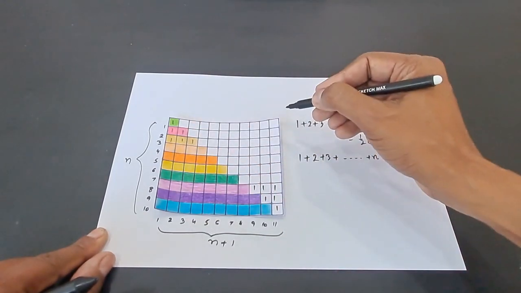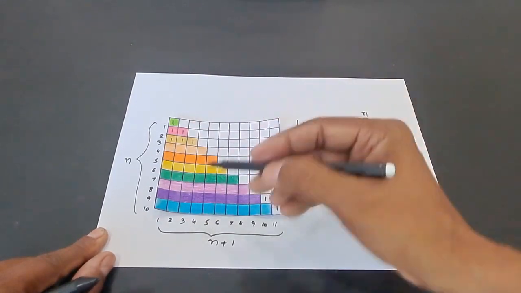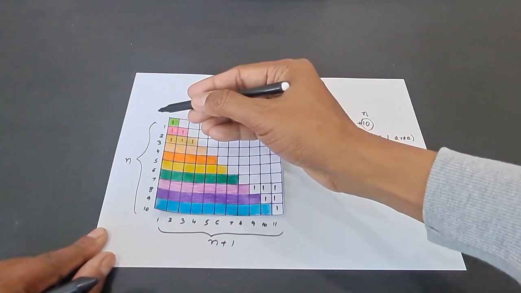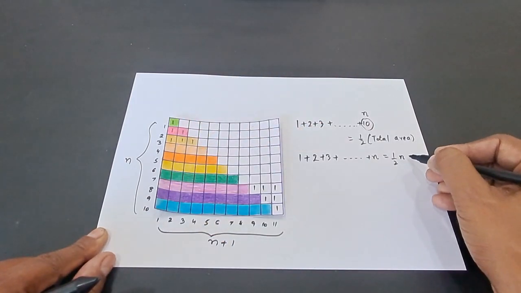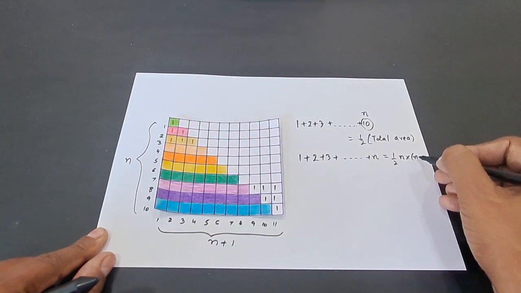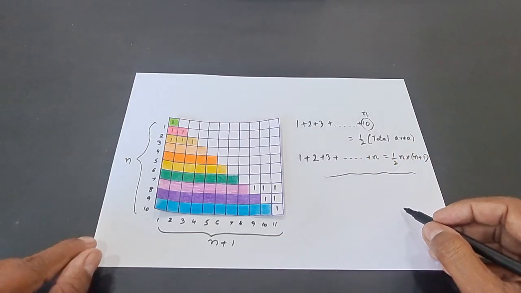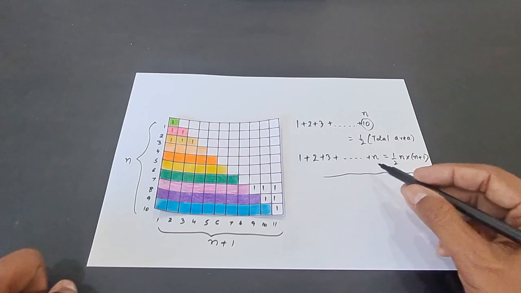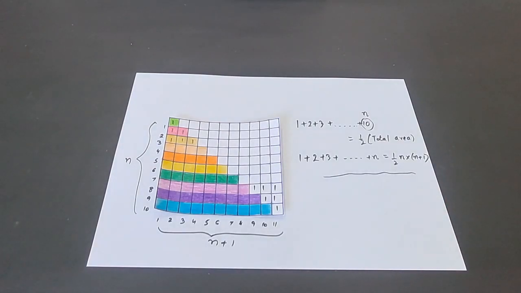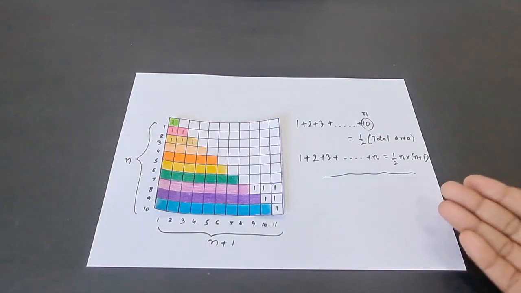The total area is the area of the rectangle, which is length times width. So width is n and the length is n plus 1. Is that the formula for finding the sum of first n natural numbers? Oh yes. And therefore the activity on finding the sum of first n natural numbers is completed.